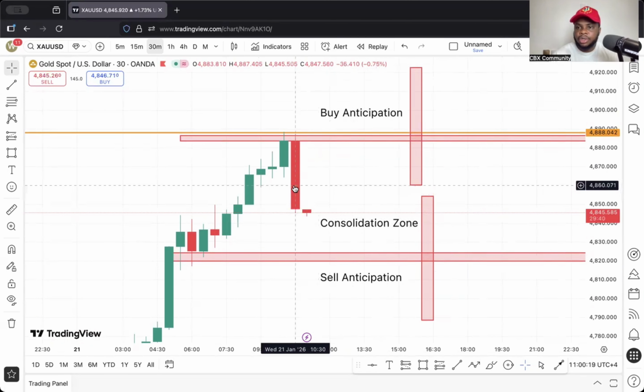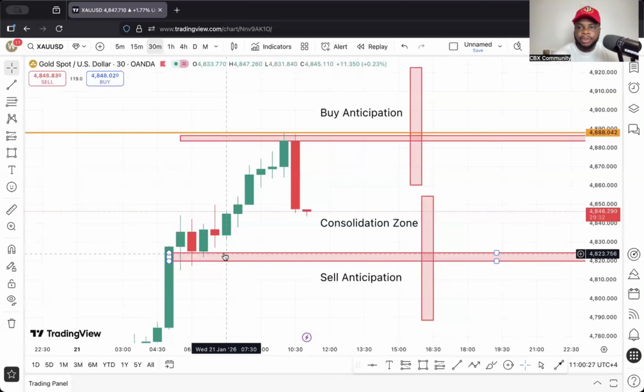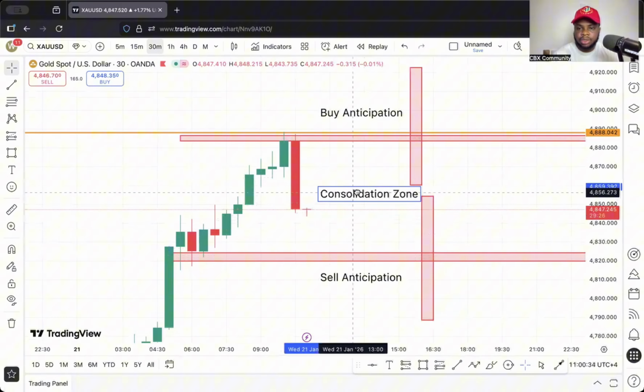So this candle has closed with a bearish candle. This candle closed with a bullish candle to form a recent resistance over here. And then we have a support zone over here. So that means from this resistance zone down to this support zone is being considered as a consolidation zone.